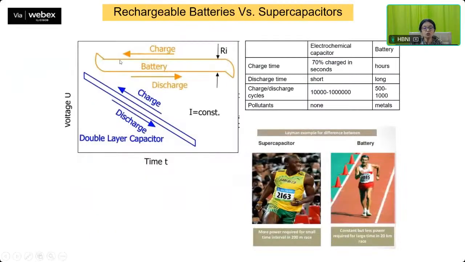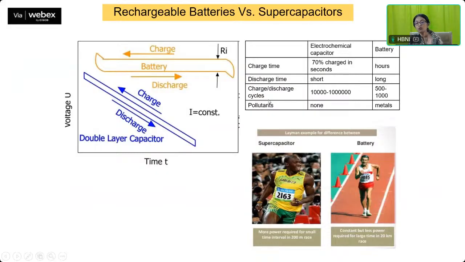So now if we look into the charge and discharge pattern of a battery, it looks somewhat like this. Whereas the charge and discharge pattern in case of a double layer capacitor goes like this. In the charge and discharge, you will see there's a severe voltage drop. So if you look into the difference between electrochemical capacitor and battery, the charge time in case of a capacitor, 70% charge happens within seconds, whereas generally charging a battery takes hours. The discharge time for an electrochemical capacitor is very short, whereas in case of a battery, it is long.